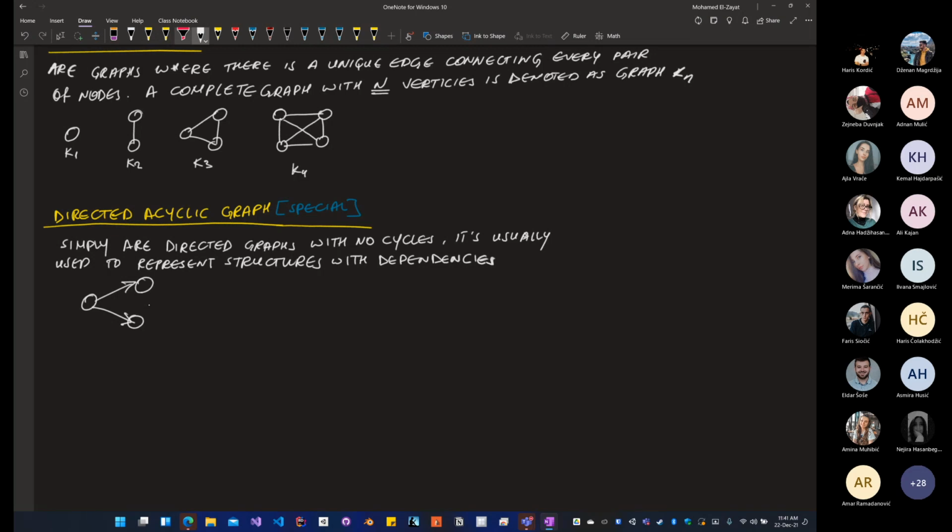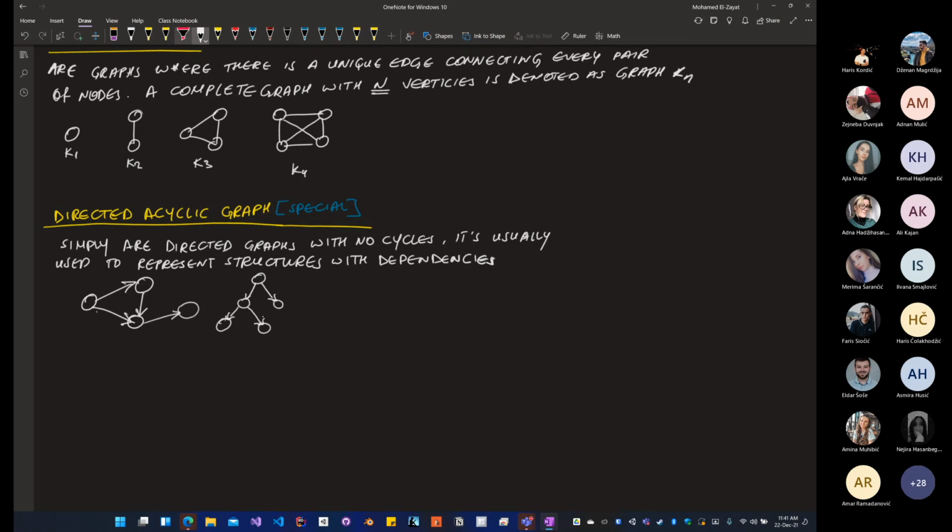Let's see. I'm not allowed to have cycles, so it should be like so. Or actually the opposite way around, it doesn't matter, because if you go this direction and then this direction, you cannot go back this direction because it's the opposite of that arrow, right? So you need to be careful when you draw these. But in any case, this kind of graph cannot have a cycle. This also is a graph. It's a directed acyclic graph.